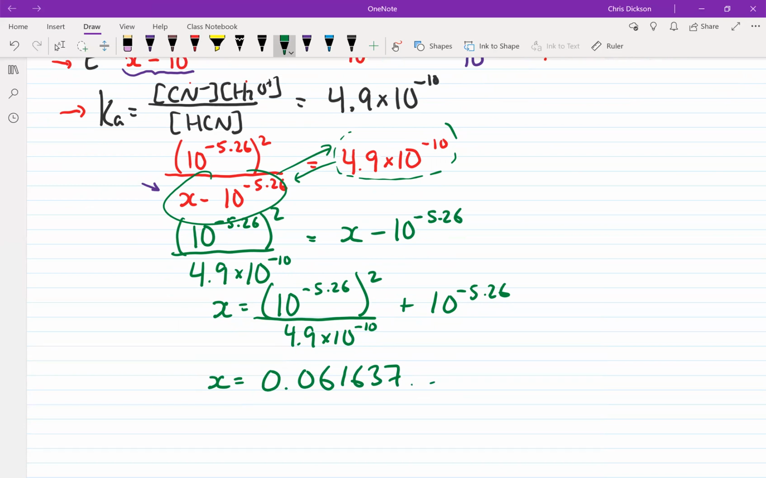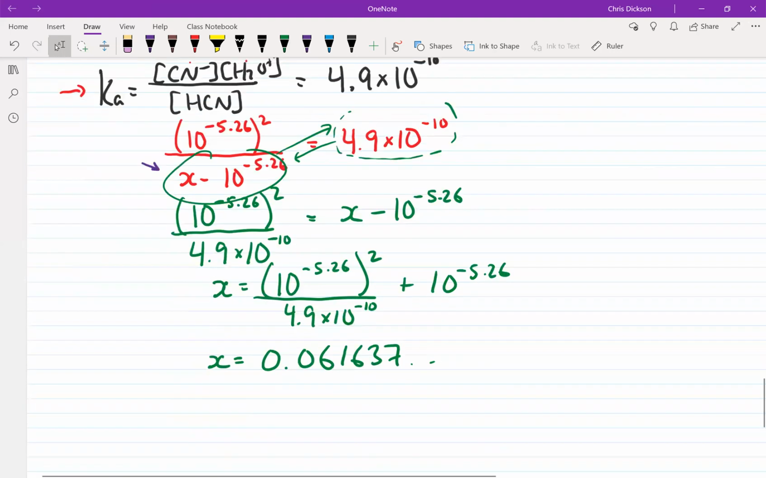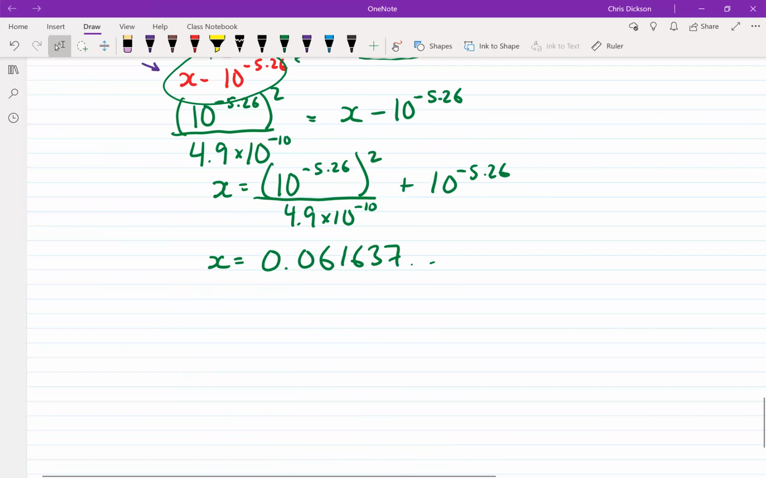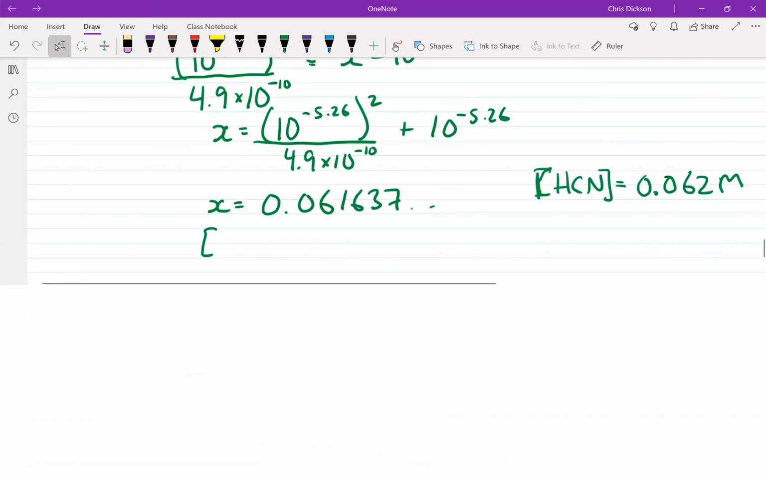Now, what is x? Well, going back to the table, x is the concentration of the HCN at the initial state, so before it ionizes. So that actually is our answer. HCN is equal to, and I guess I'm going to need 2 sig figs here, 0.062 molar.